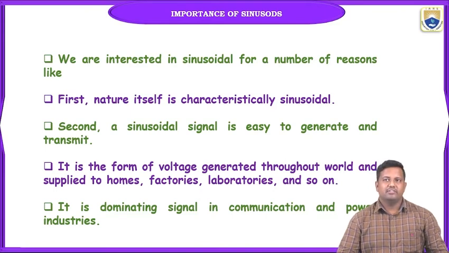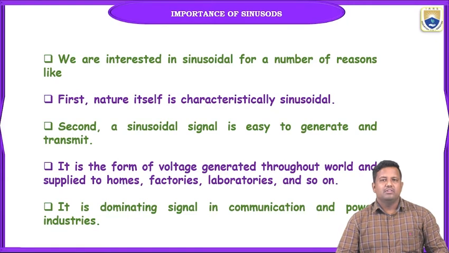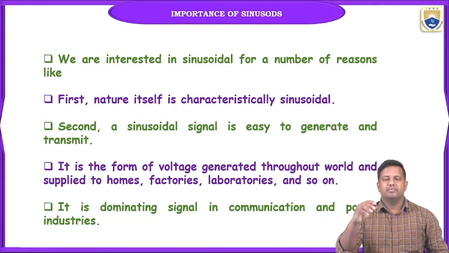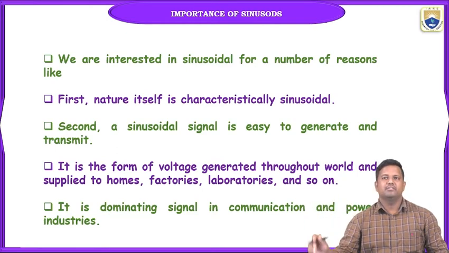We are interested in sinusoids for a number of reasons. There are many reasons, but I would like to express a few very important reasons why the sine signal and cosine signal are adopted as alternating current signals. The first is that nature itself is characteristically sinusoidal. Sinusoidal means having a positive peak and negative peak, positive pulse, negative pulse, continuously.